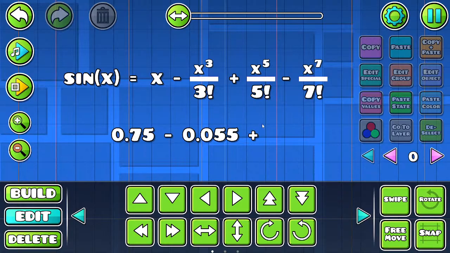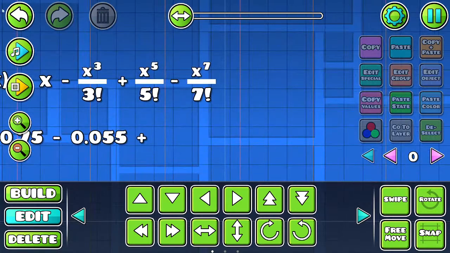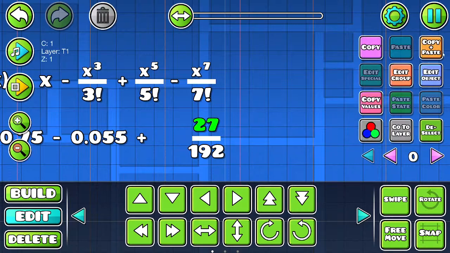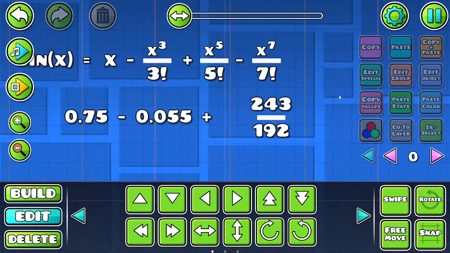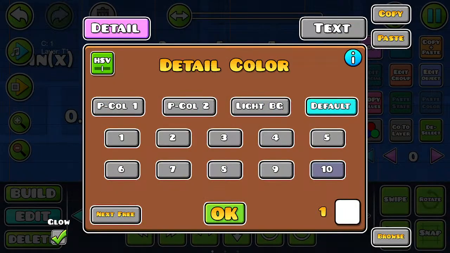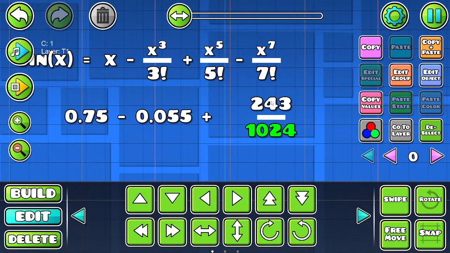And then I have to do 5. What's 3 to the 5? I can't remember. 3 raised to 5 is 243, I think. 243. And then the bottom is, I'm assuming, 1,024. Yep.